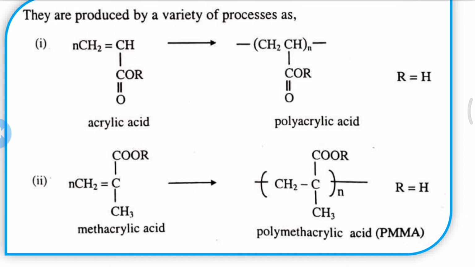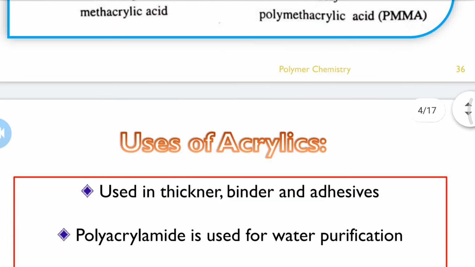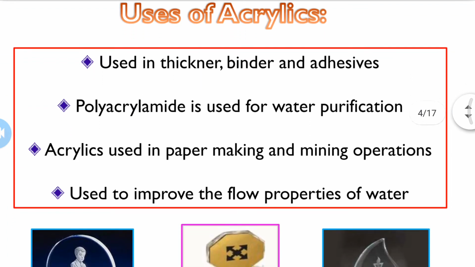Okay, so here is a mistake: not PMMA, it is PMAA, polymethacrylic acid or ester polymer. So this is the method for preparation of acrylic polymer.